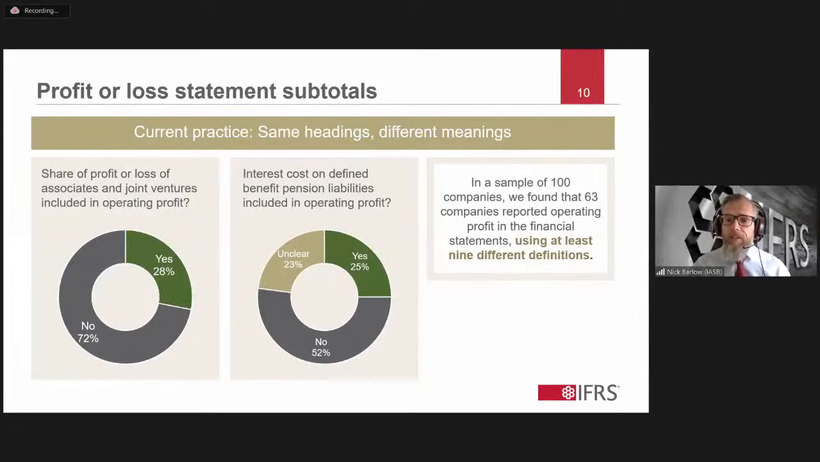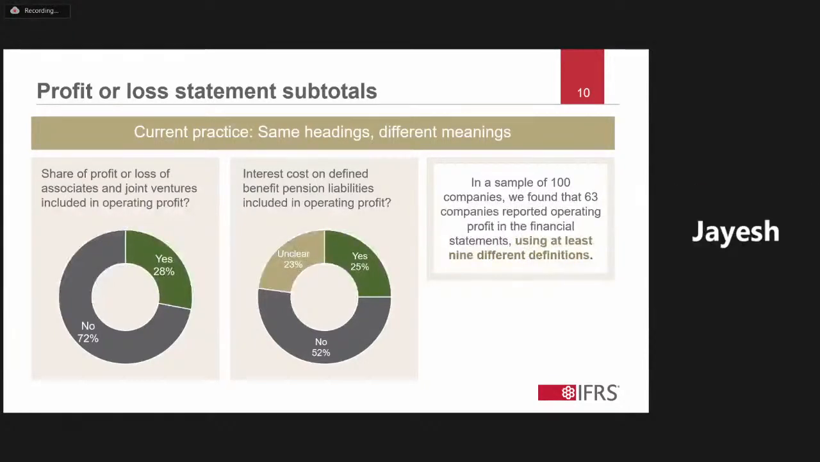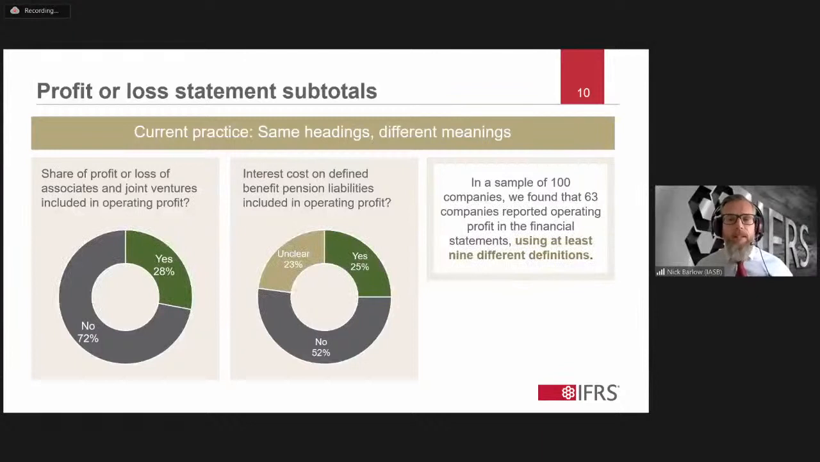The technical staff took a sample of 100 entities, and we noted that while there was some similarity in the fact that 63 of those entities all presented operating profit as one of their key subtotals, we found that there was quite a diversity within that sample. So of the 63, we had at least 9 different definitions of how that operating profit was calculated. And we say at least 9 because we were able to identify 9, but in some cases, it was unclear how that was calculated.